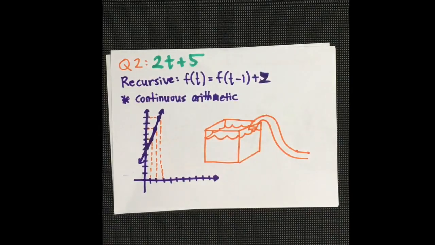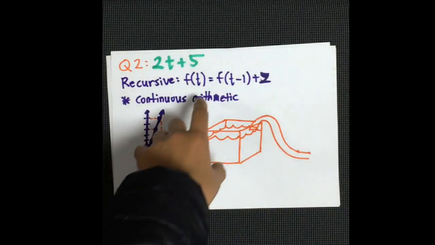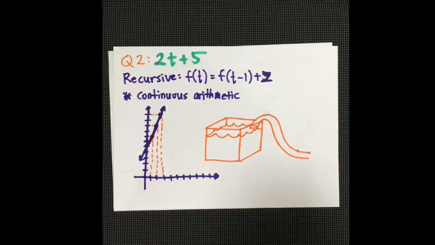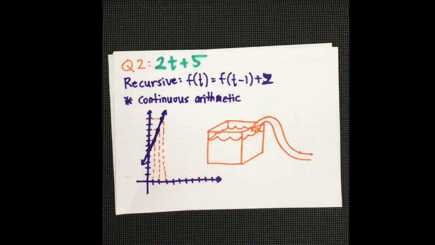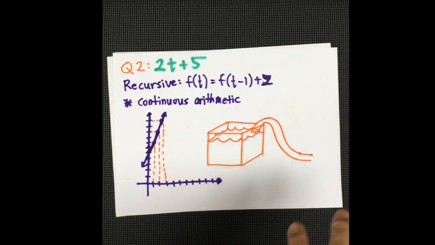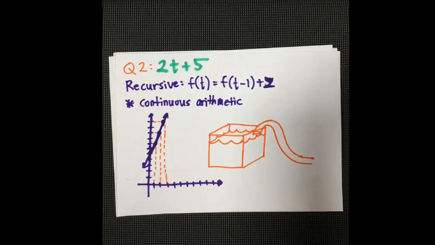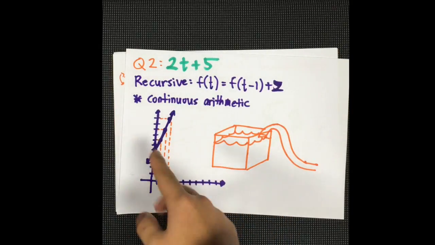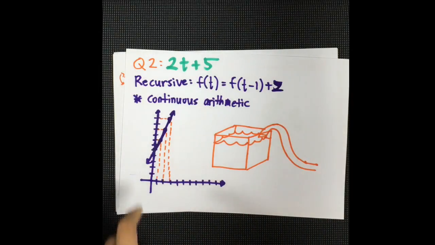Okay, so now question 2 is about a pool with water. It starts out with 5 gallons, which makes a 5 over here, and then it fills up by 2 gallons every minute, which is represented by the variable t. So the recursive formula would be f of t equals f of t minus 1 plus 2, because this is the previous minute plus 2 gallons of water. So now this makes a continuous arithmetic sequence where everything adds up every minute, every moment.